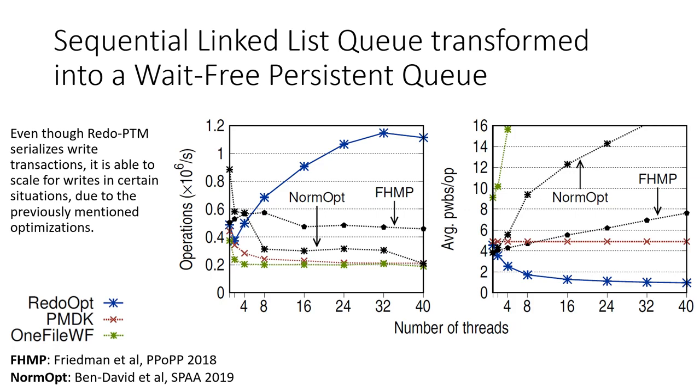On this slide, we show a sequential queue that has been annotated to be used with redo-ptm. The resulting wait-free queue is shown in the blue line, and as we can see on the left figure, it is capable of scaling thanks to the previously described optimizations. Queues made with other PTMs or even handmade lock-free queues have less throughput.